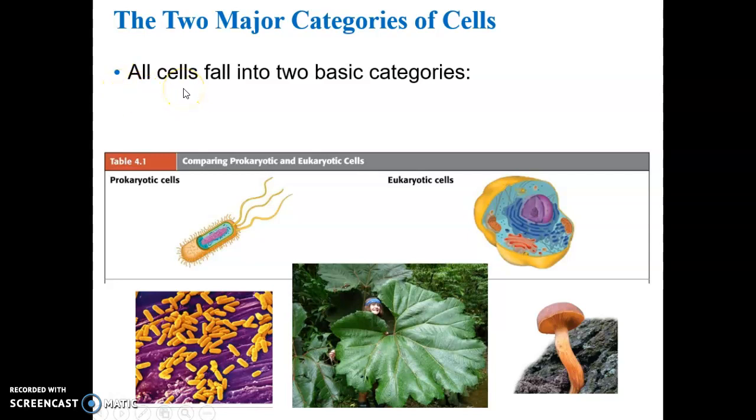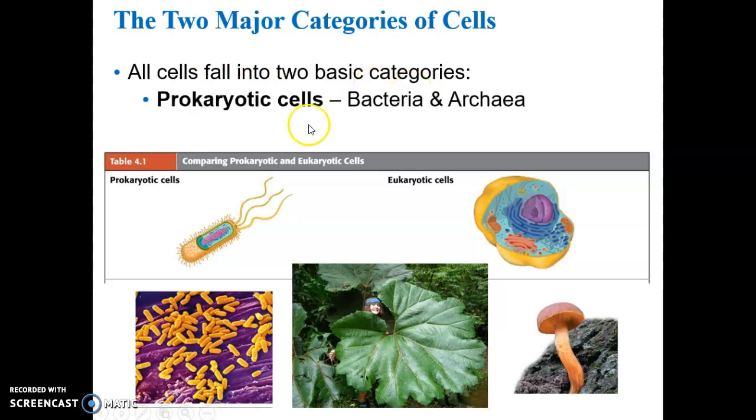So all cells fall into two basic categories or types, and they are the prokaryotic cells, which are cells without a nucleus. They have genetic material, DNA, and that's just within the cell. But they are prokaryotic in the sense that they do not have a nucleus. And these are the bacteria, and then the other group called archaea, which are very bacteria-like. Simple drawing here of a typical prokaryotic cell, always single-celled.